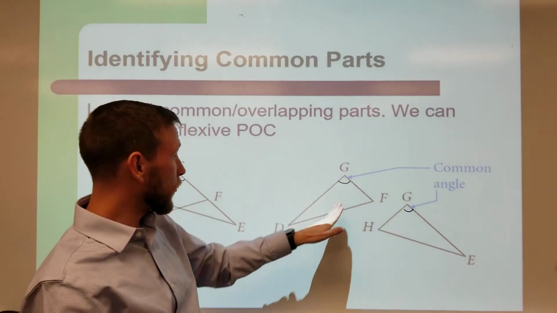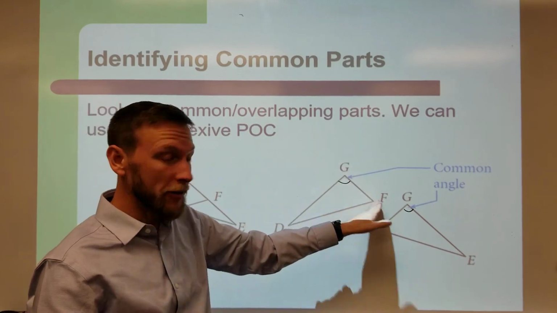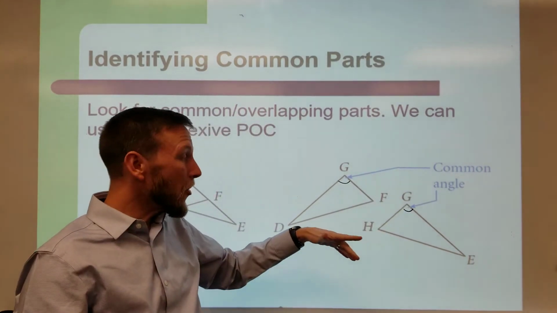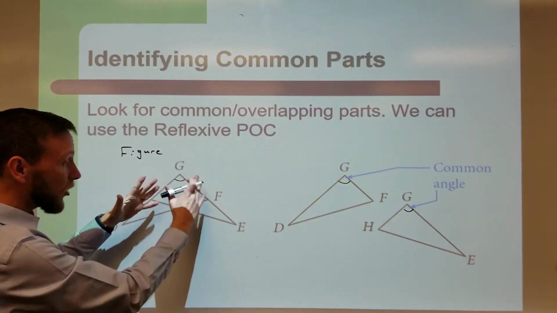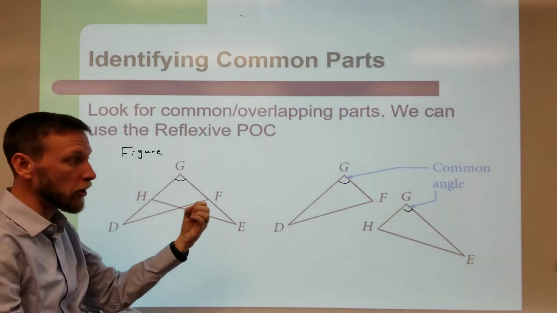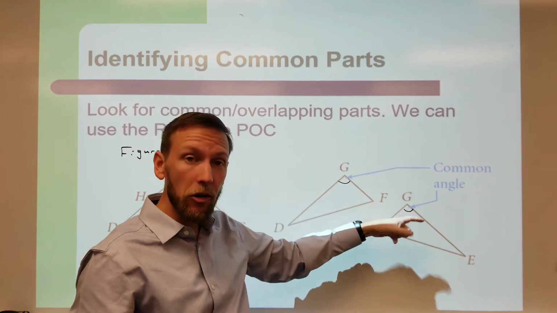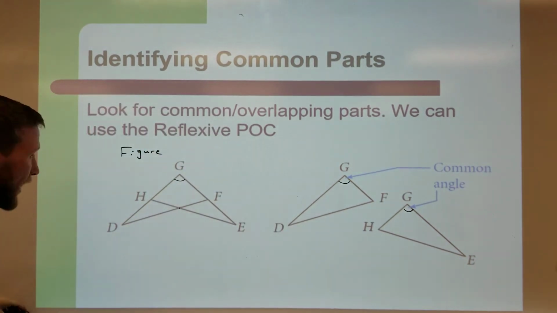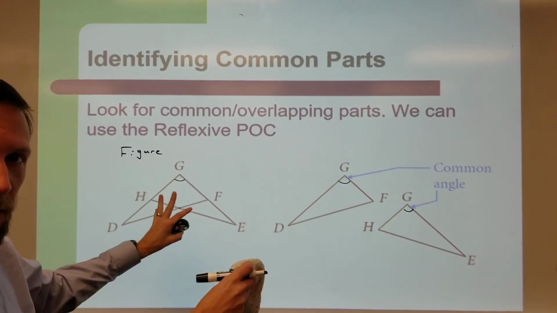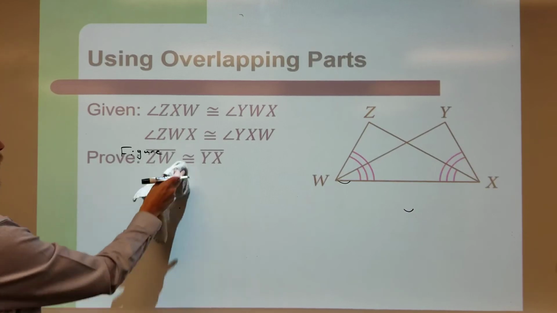It's a different angle. This is angle DGF, and this is angle EGH, but I can call them both angle G, and they're the same angle. It's actually the same angle in this original picture. So this angle and this angle are congruent by the reflexive property of congruence. Identifying that common part is a little bit tricky visually, and that's what we're going to focus on.